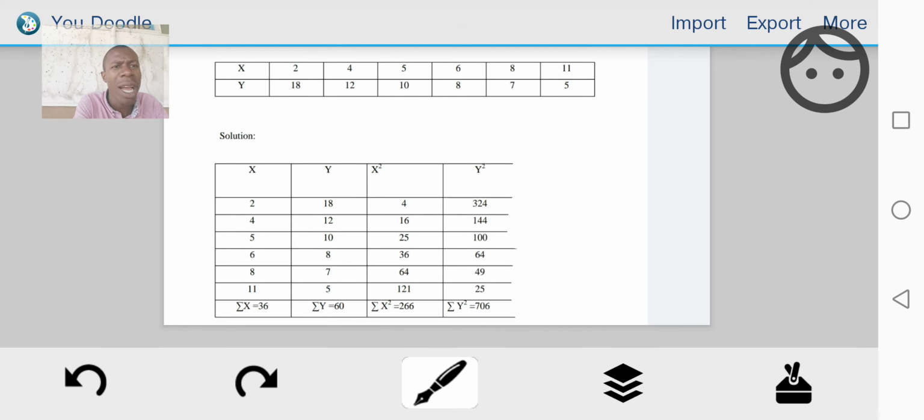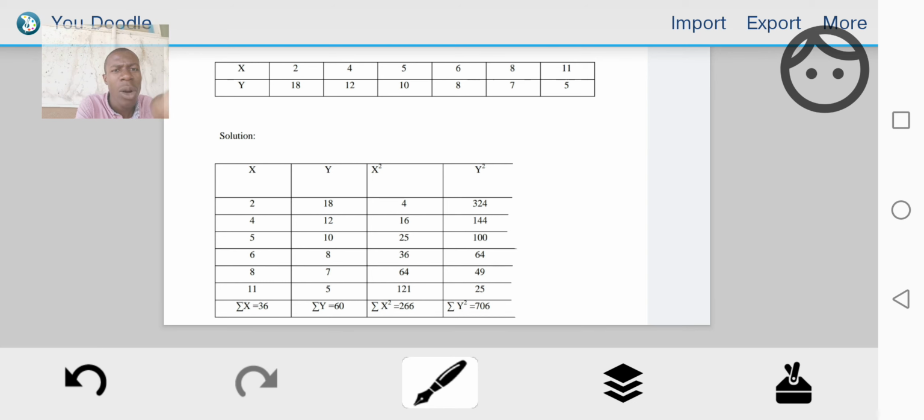We'll do the same thing with the variables of y. We're going to get y squared. We square each of these individual variables: 18 squared, which is 324, 12 squared, which is 144, 10 squared, 100, 8 squared, 64, 7 squared, 49, and 5 squared, 25. Then we add all that, which we call the sum of y squared, which is equal to 706.